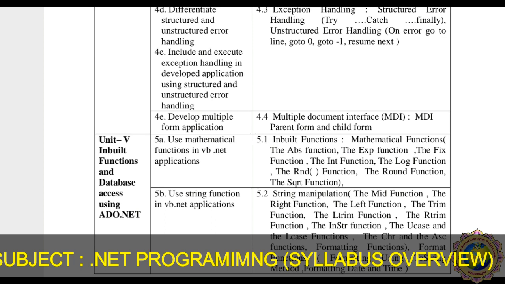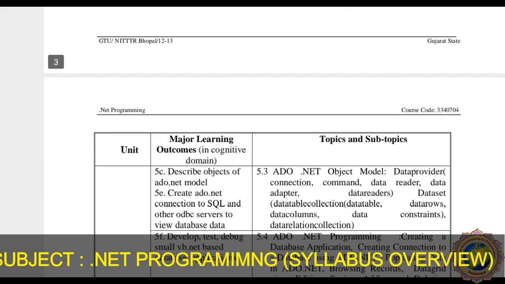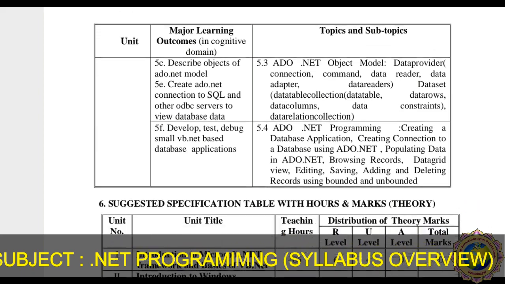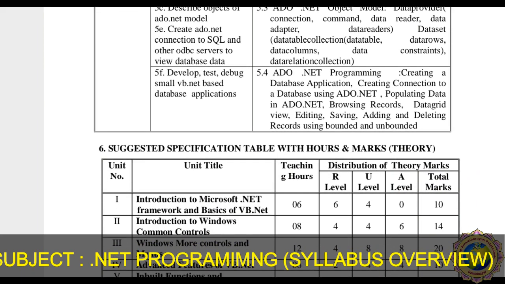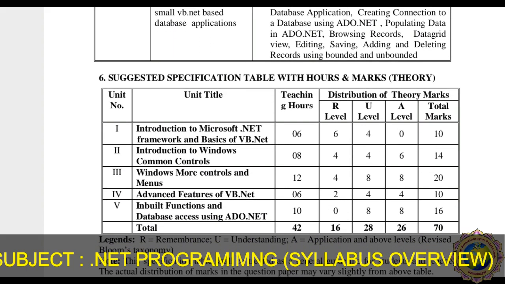The major learning outcome from chapter number 5 is to use mathematical functions and string functions, and describe the objects of the ADO.NET model, its queries and so on. So this is the total chapter distribution with its major learning outcomes and subtopics. Then teaching hours and marks depend on our unit.